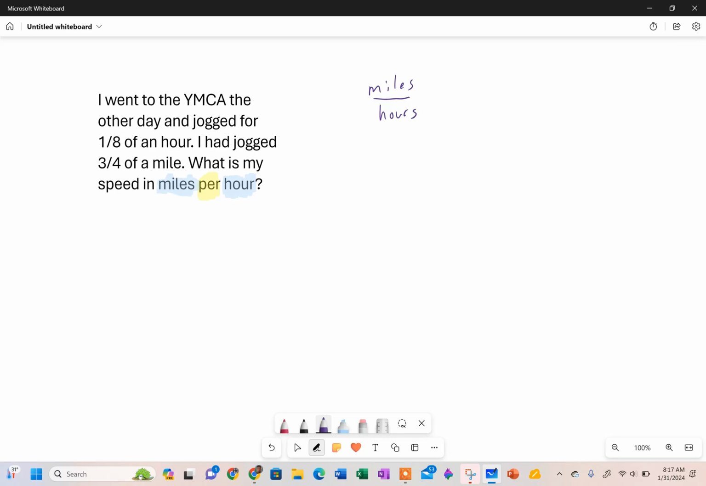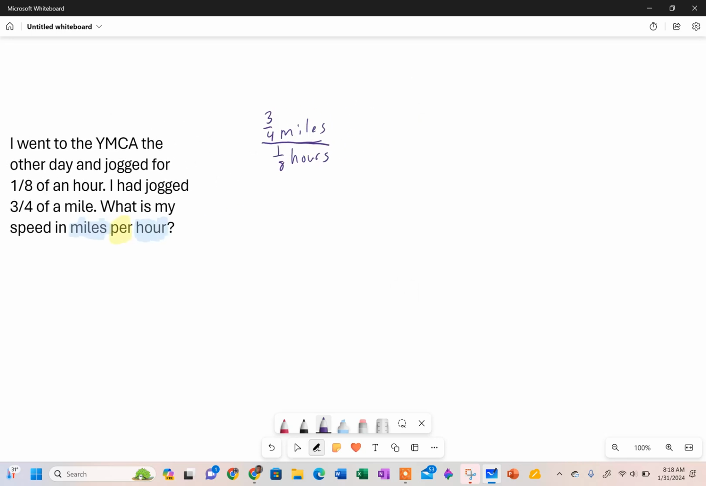Now, what I'm going to do next is just fill in the information. It says 1/8 of an hour. All right, so for 1/8 of an hour, I jogged 3/4 miles. That's it. Now you're in good shape. Once you have a fraction, you have to remember that fractions mean to divide. All right, well, they don't mean to divide, but fractions imply division. Okay, so I'm going to take 3/4 and I'm going to divide it by 1/8.